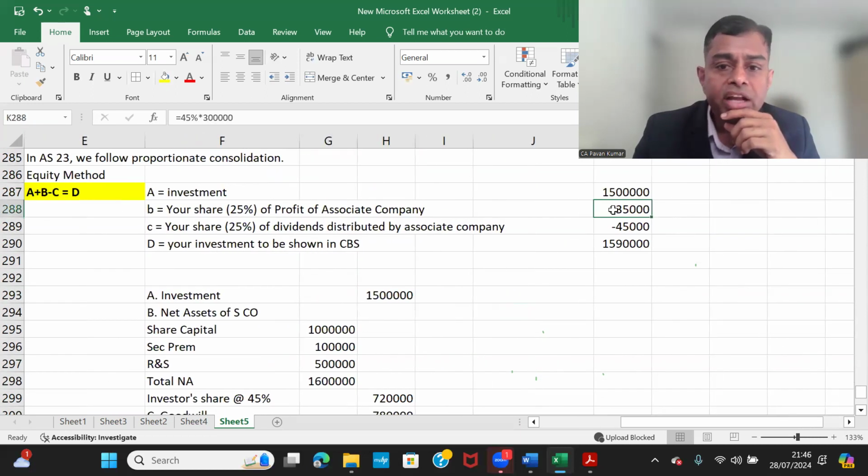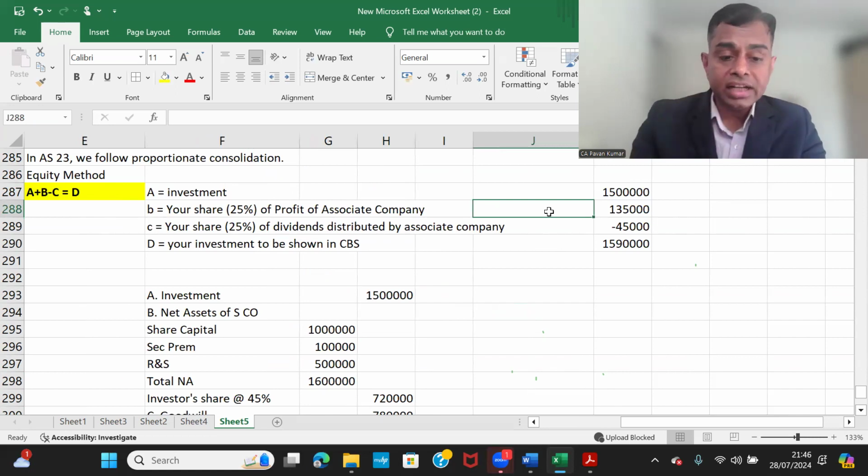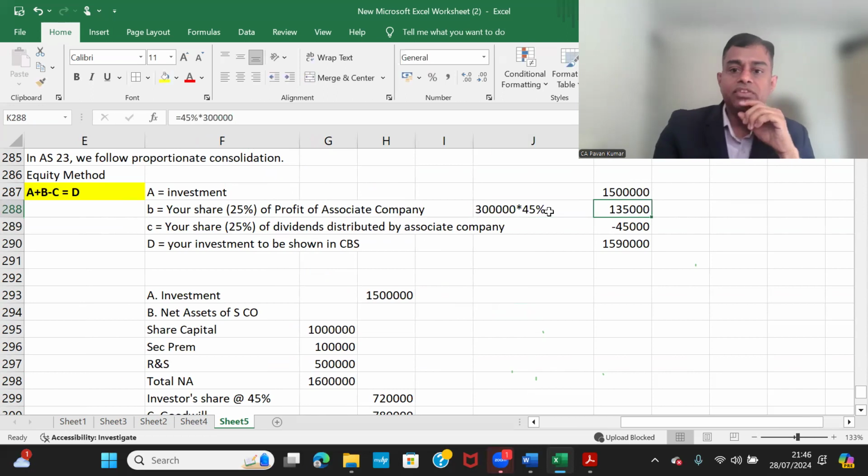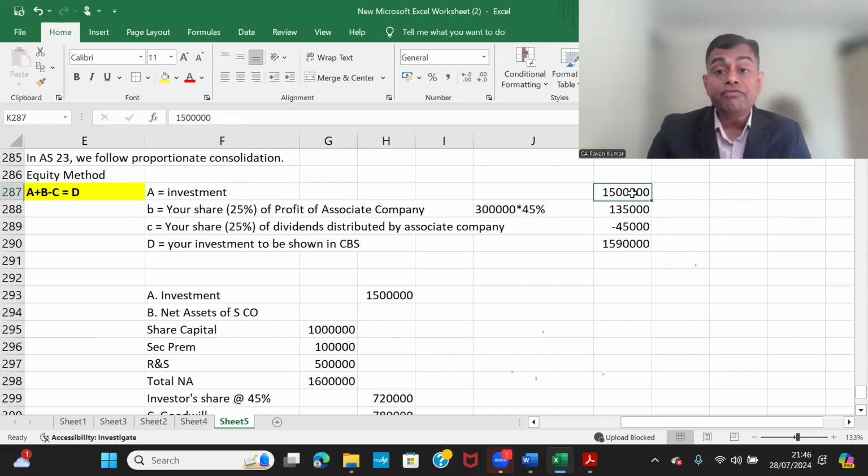This company earned how much? 3 lakhs, into 45%, 1,35,000 I have added. What if associate company incurred a loss of 1 crore in which 45% is mine? So it will be 15 lakhs positive number and then minus 45 lakhs negative number.